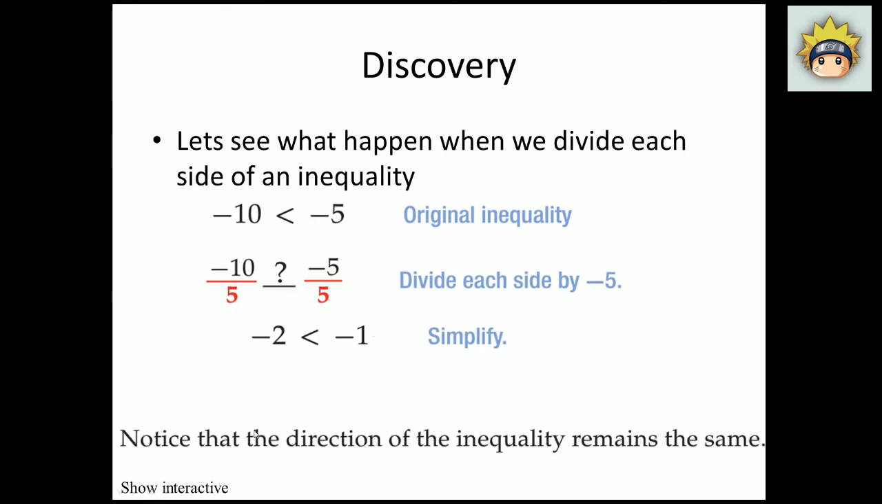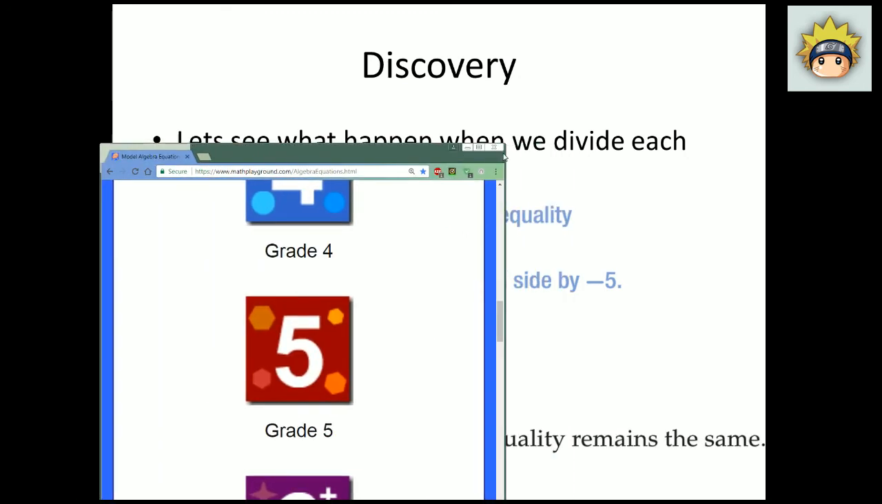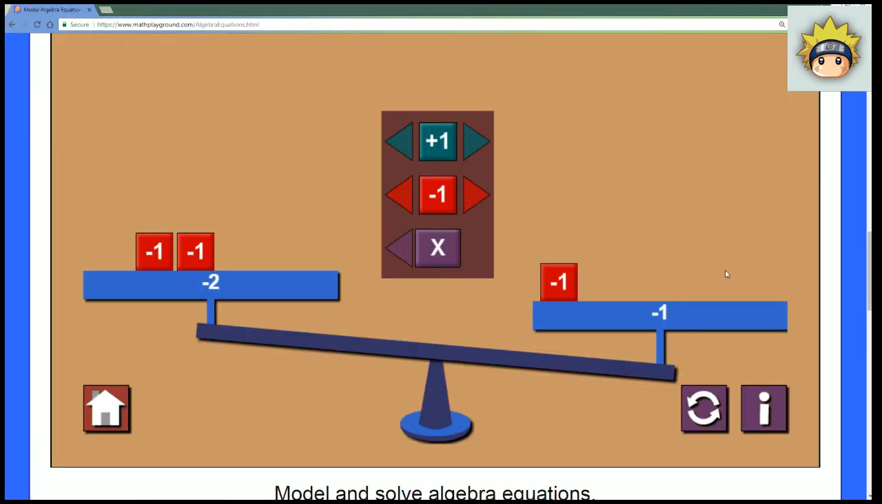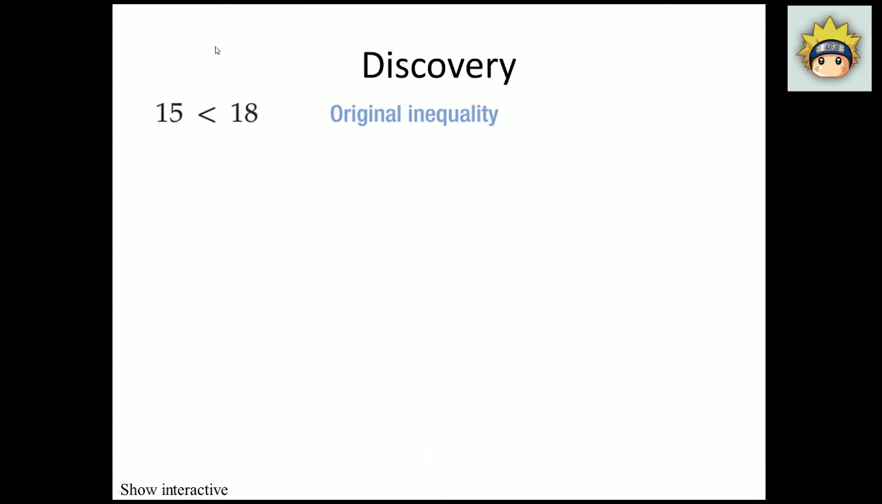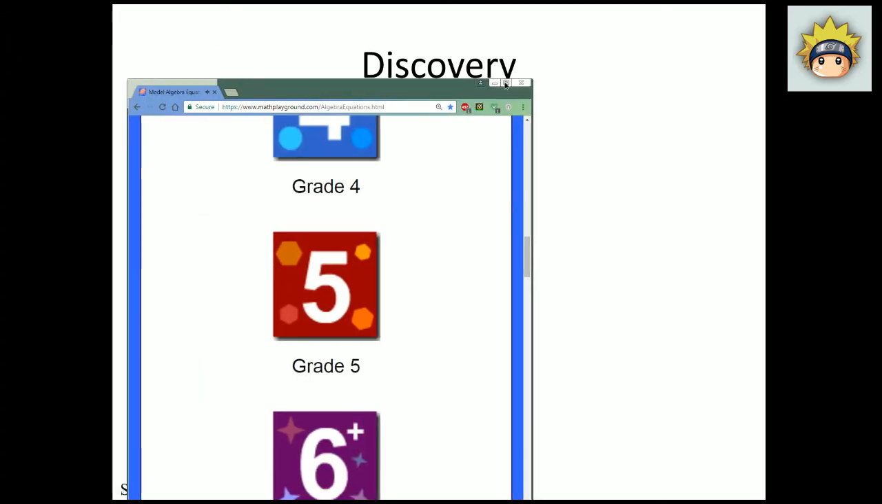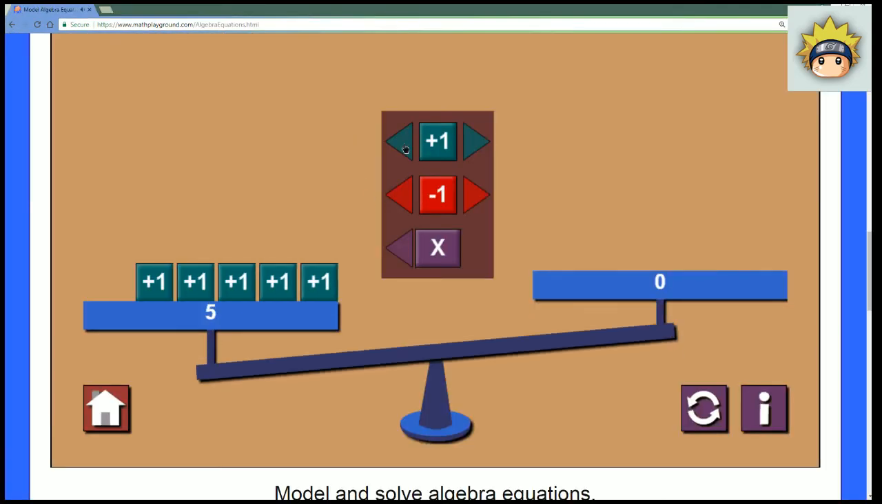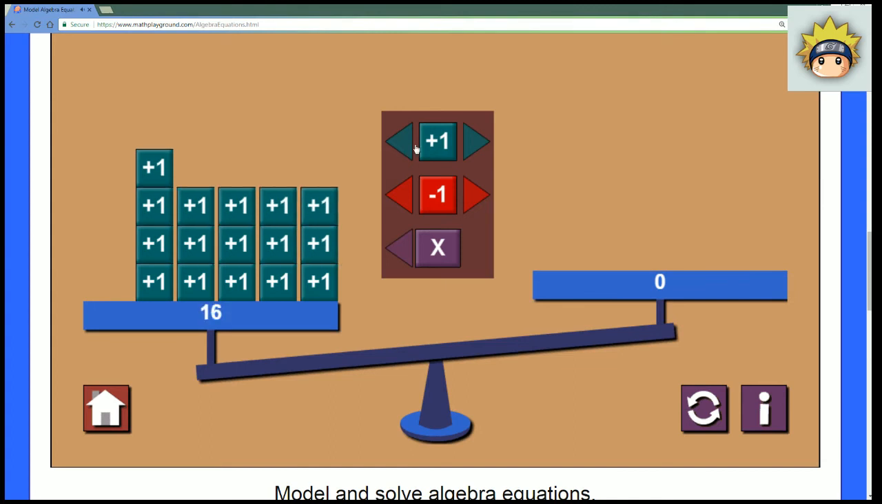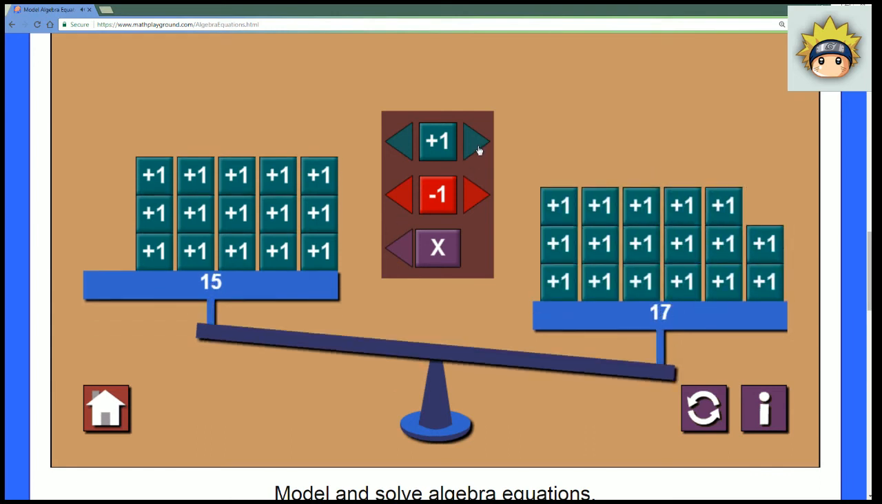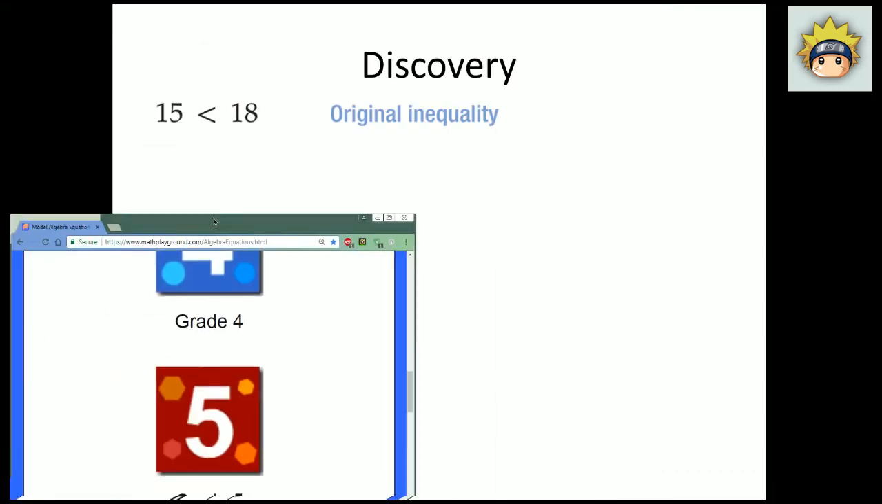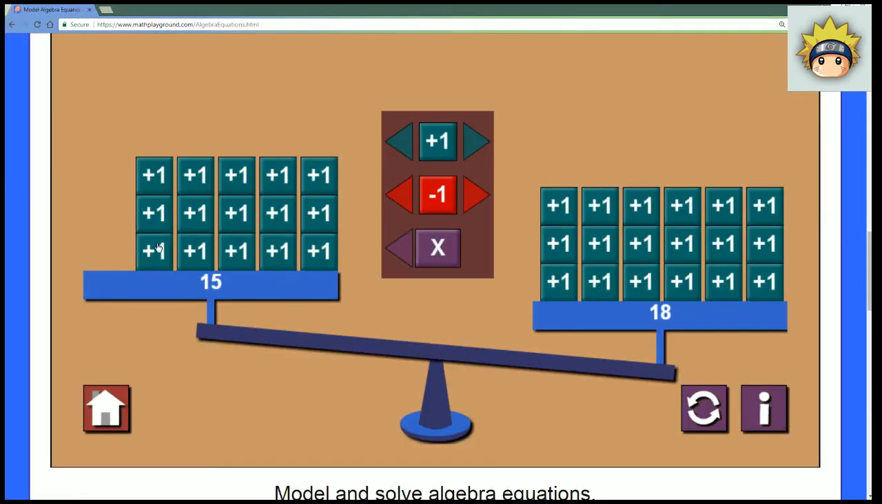Notice that the direction of the inequality still remains the same. Negative 2 is less than negative 1. Good. Let's try something else. 15 is less than 18. So here's 15, and 18 is on the right hand side. So is this correct? 15 is less than 18. That is correct.